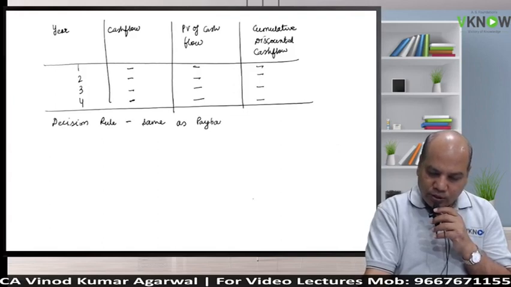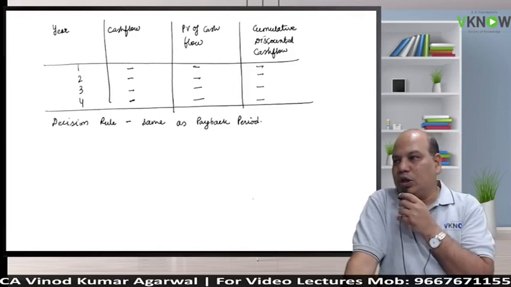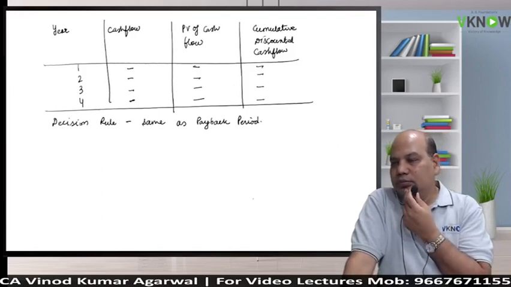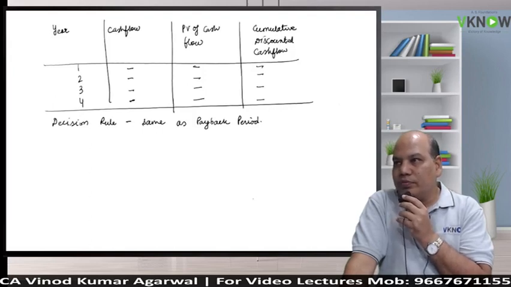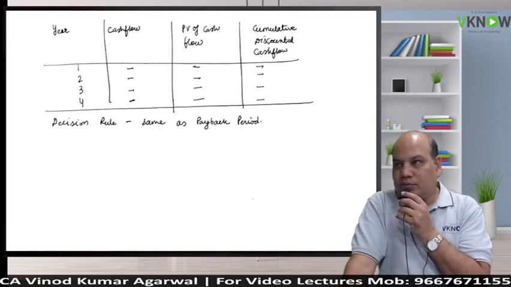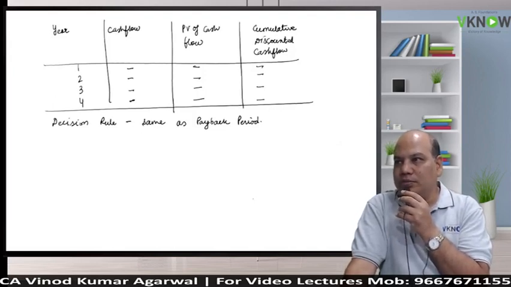Decision rule, same as payback period. That means it should be below the cutoff period. If we are evaluating an independent project, and between two or more mutually exclusive projects, we will select that project which has a lower discounted payback period.